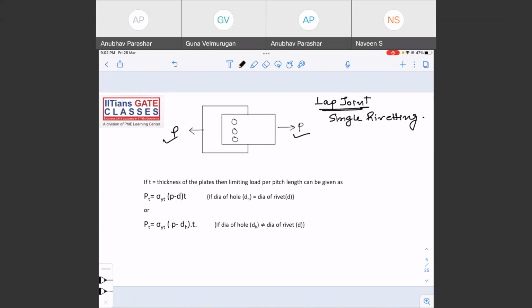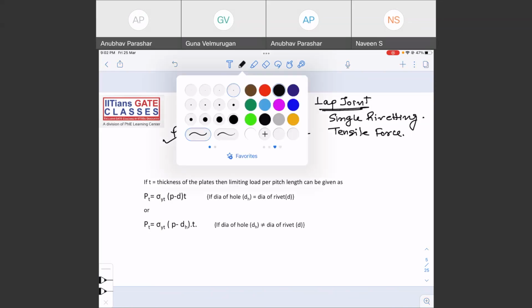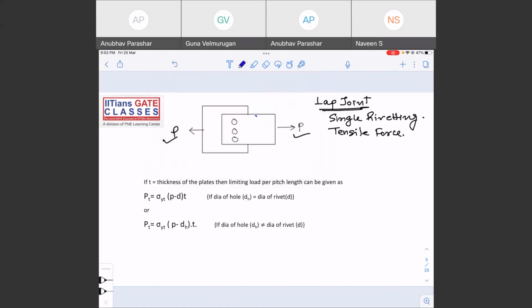So if you're applying tensile force, what kind of force you're applying here? Tensile force. So what is going to happen is, you see, this is the whole plate. There are no holes here. If you see the cross-sectional area of the upper plate, it will be minimum here. Can you understand this point? Because of the holes. There are three holes in the plate. So definitely the cross-sectional area of the plate will be minimum here.